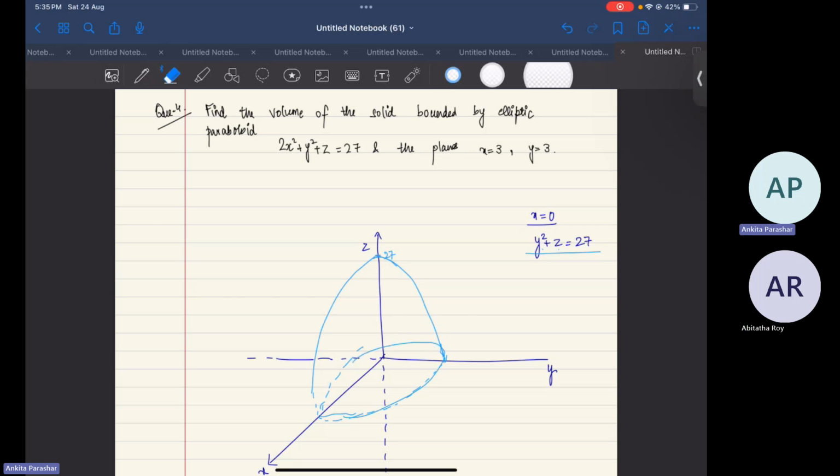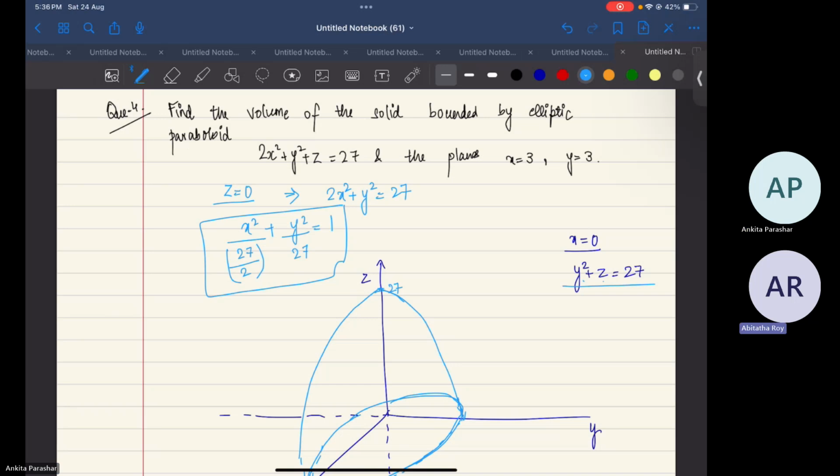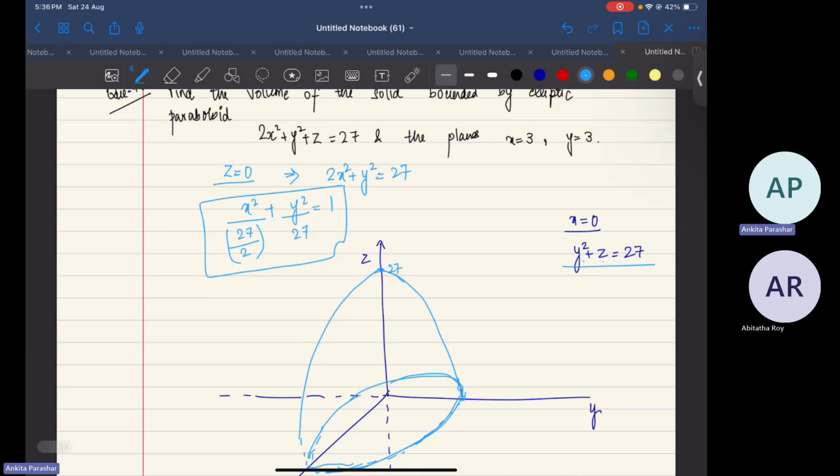I'm not drawing it in a correct way, but it has to look like an ellipse. And the equation of the ellipse: you have to project into the xy plane, which means you put z to be 0. So the projection will be 2x square plus y square equal to 27. This is the standard equation for an ellipse, right? So we got to know how it looks at the base. At the base it has an ellipse which has this equation.